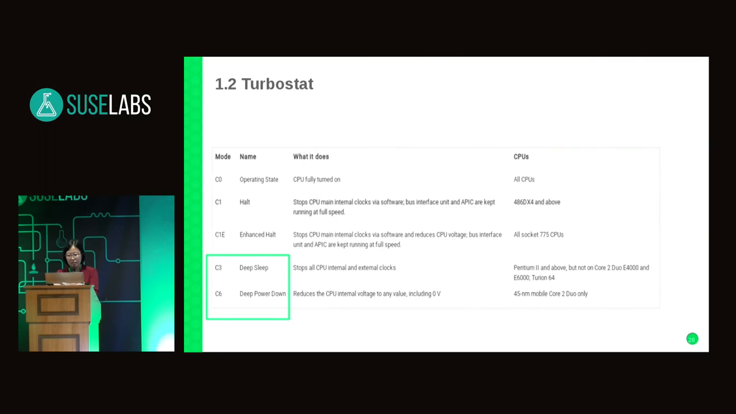Turbostat is a newly added monitor. Turbostat can report CPU frequency and idle power state statistics. Here is a simple example of turbostat output. Here you can see C1, C1E, C3. This is the number of times Linux requested the C state during the monitoring interval.